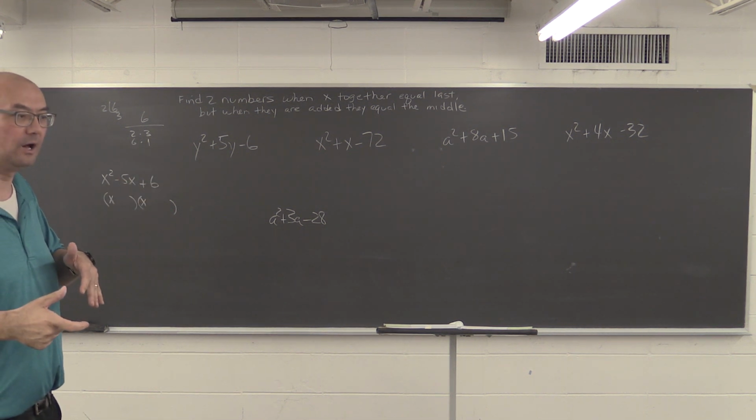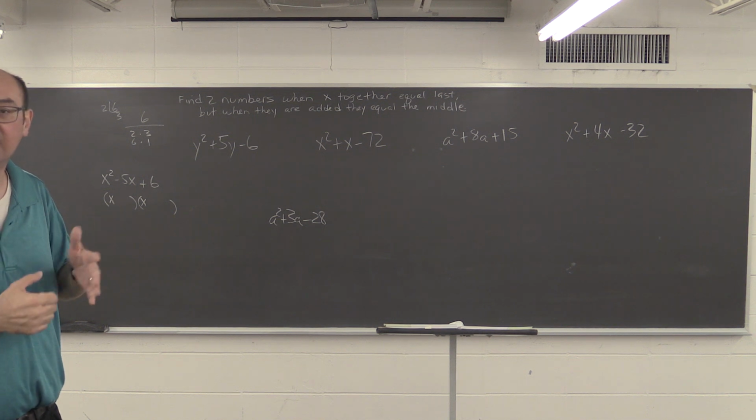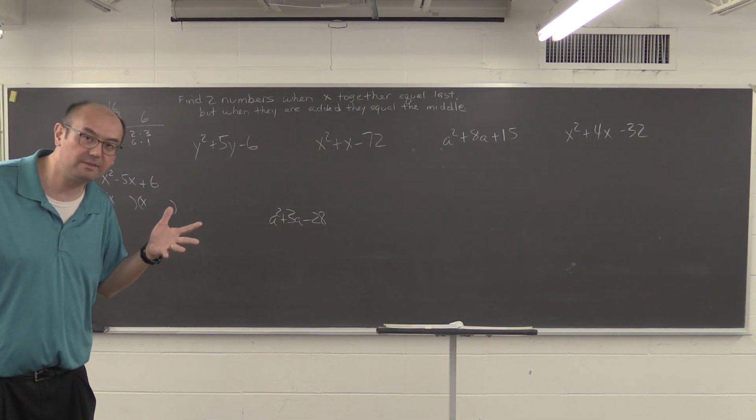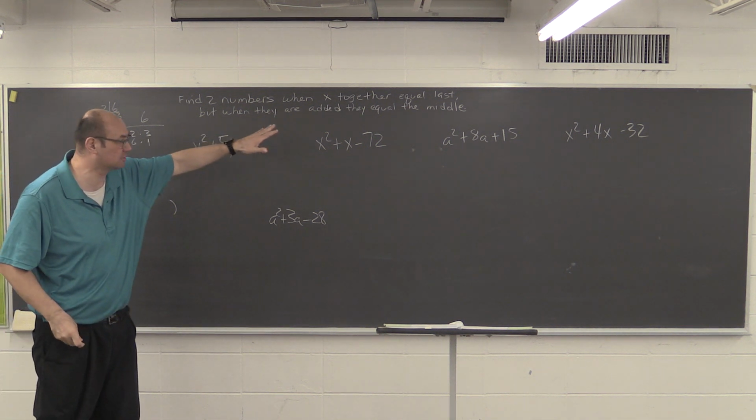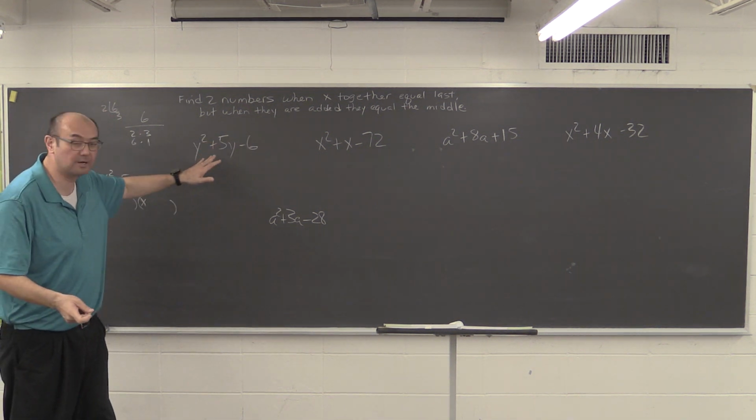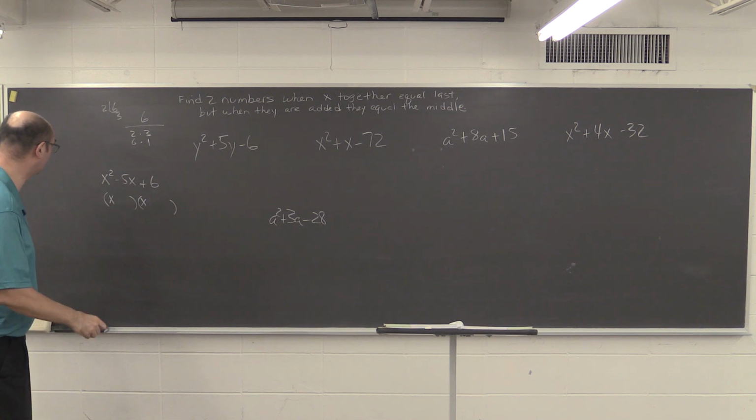Over time, you'll get better at it. You may not even have to list all the factors. They might be there for you. You can kind of see it and understand what's going on, especially in the second term, that when you add them together, they become the middle number. So watch what we do here, all right?